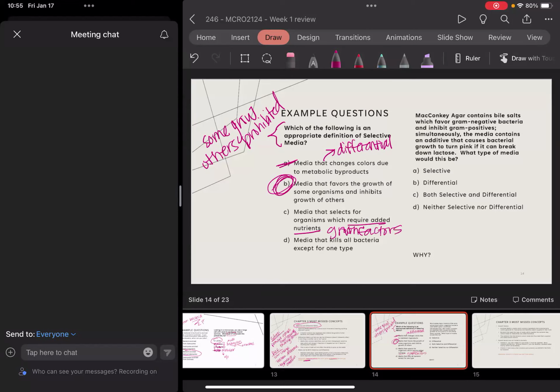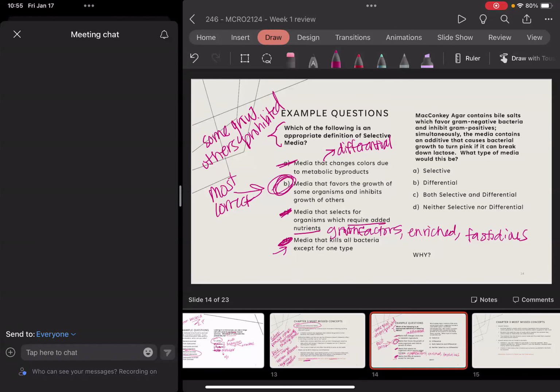And media that has growth factors that might be required for some organisms is called enriched. And those organisms that need that, they're called fastidious. Right? So it's not this one. And then we have media that kills all bacteria except for one type. We're not talking about killing bacteria. We're not talking about just one type of it. So the more general approach is the more correct answer. This is getting into a weirdly specific category that not all of our situations would apply to when we're talking about selective media. So B is our most correct answer here.